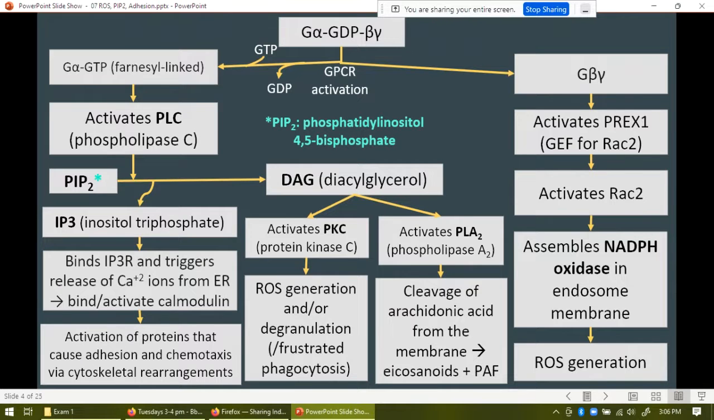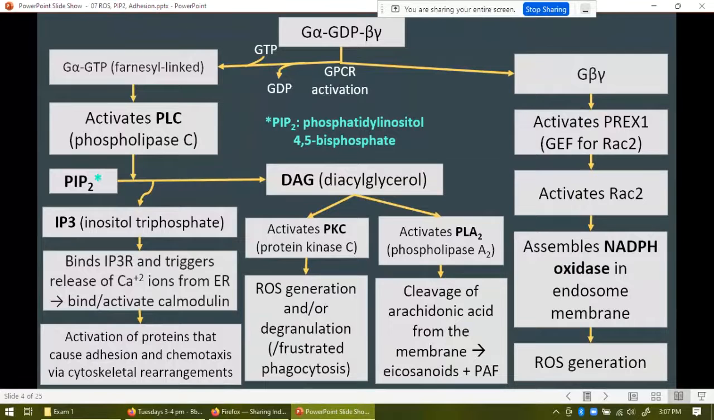The G-beta gamma pathway is a little simpler, so we'll start there. What happens here is G-beta gamma activates a protein called PREX1, which is a guanine exchange factor for a small G protein in the cytoplasm known as RAC2. So PREX1 becomes activated by G-beta gamma, and it goes to RAC2 and it says, hey RAC2, release your GDP and bind to a new molecule of GTP. So RAC2, what does it do? It releases GDP and it binds GTP, and then it is activated.